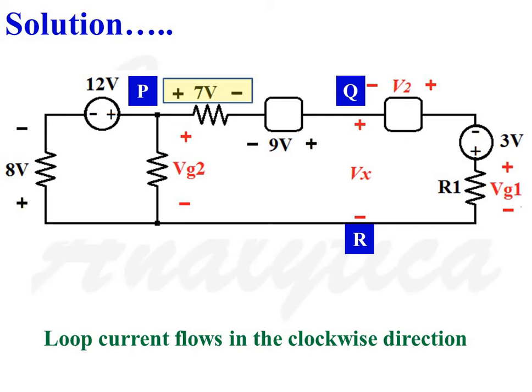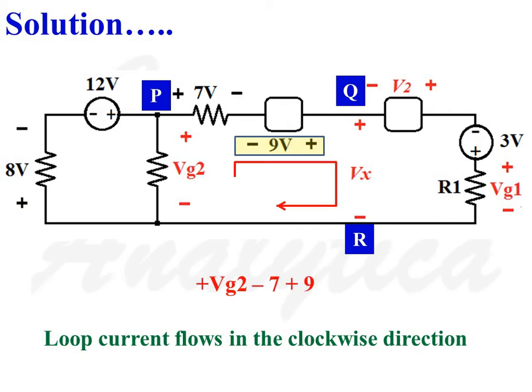Next, let us consider the 7 volt term. In the clockwise direction, as we move from positive potential to negative potential, this 7 volt term is taken as negative, minus 7. So Vg2 minus 7. Considering the third term, 9 volt, in the clockwise direction, as we move from negative potential to positive potential, this term should be taken as positive. So the expression becomes Vg2 minus 7 plus 9.